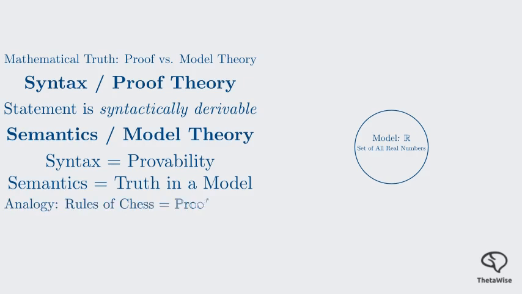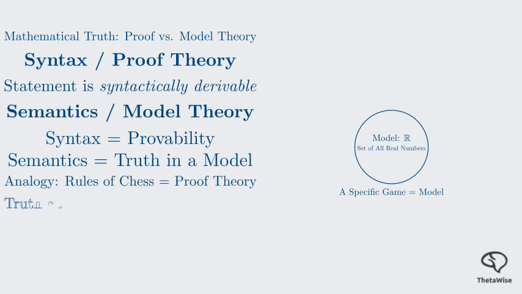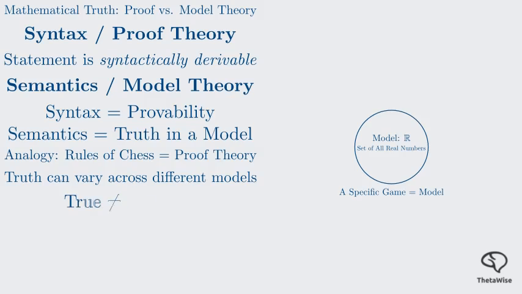Think of it like this: the rules of chess are the proof theory. A specific game being played on a board is the model. A statement might be true in one model, but false in another, even if both follow the same basic rules. This distinction is vital because, as we will see, there are things that are true in a model, but can never be proven using the rules alone.